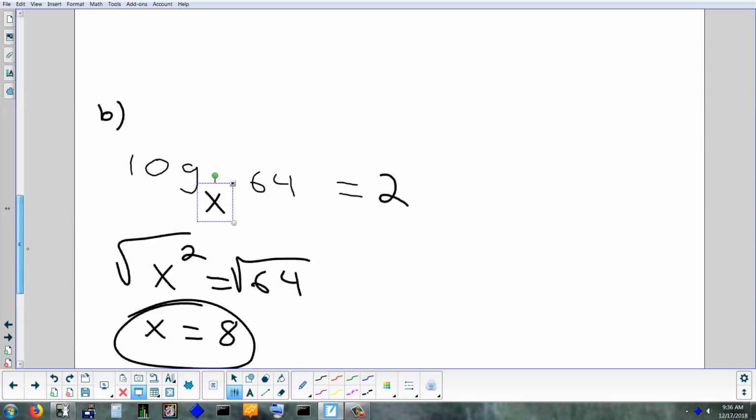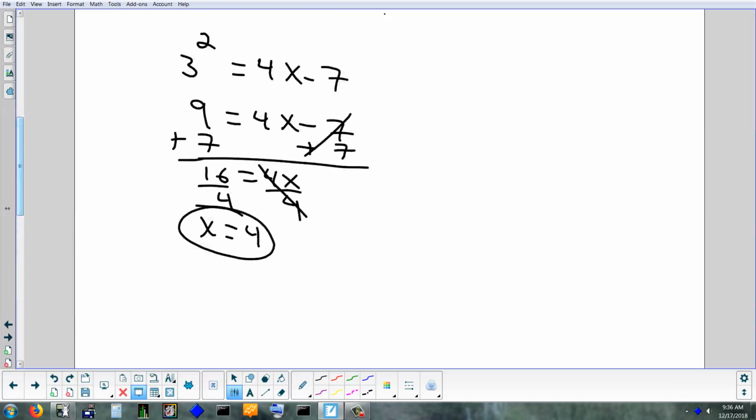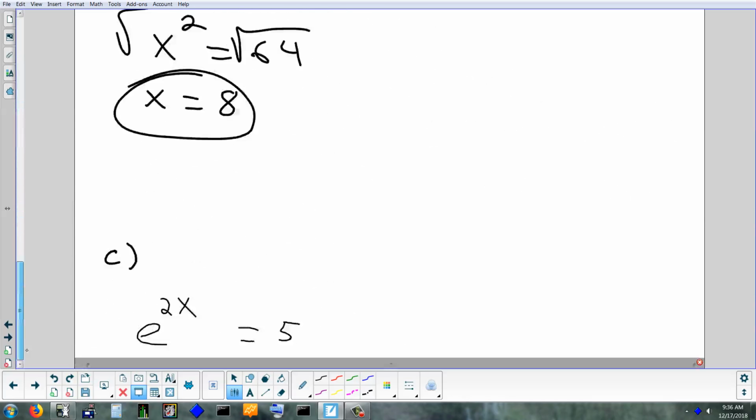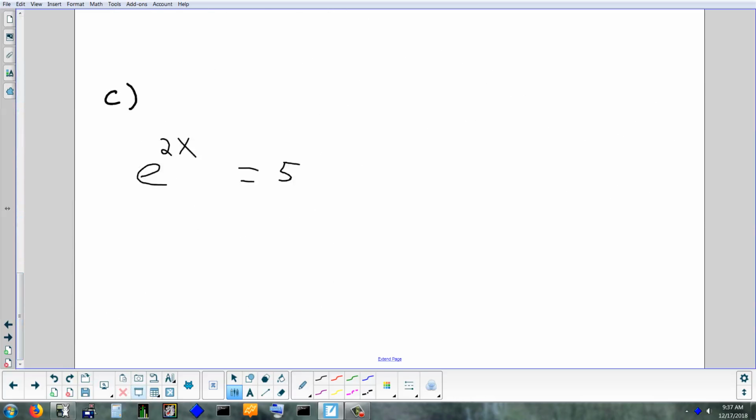All right, so we looked at one where the variable was in the base. We did one where the variable was in the argument. That was this one. And now let's look at this one. What's different about this one? This one's totally different from A and B. Yeah. It's already in exponential. So what do you think we're going to do with it? Change it to log. Let's change it to log. This one we're going to try changing the other way and see if we can solve it.